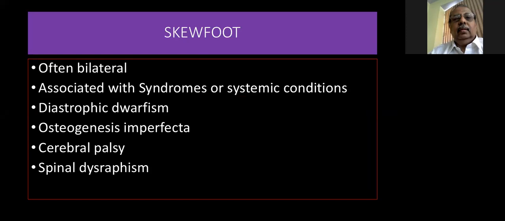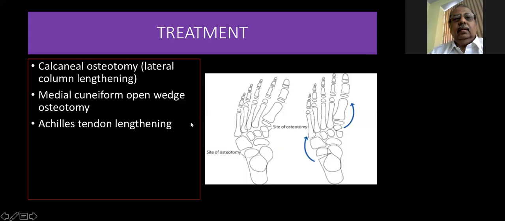Often it is bilateral. It is associated with several syndromes and systemic conditions. Dystrophic dwarfism, osteogenesis imperfecta. It can occur in cerebral palsy and spinal dysraphism like spina bifida, meningomyelocele. All these can produce a skew foot.